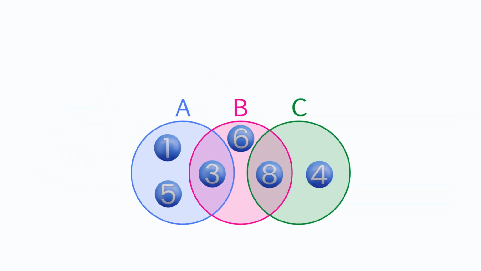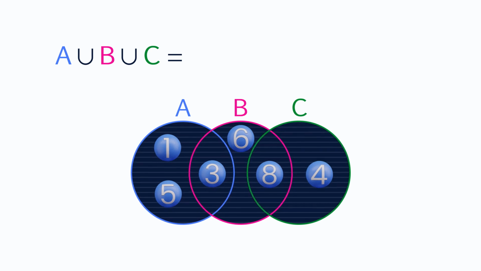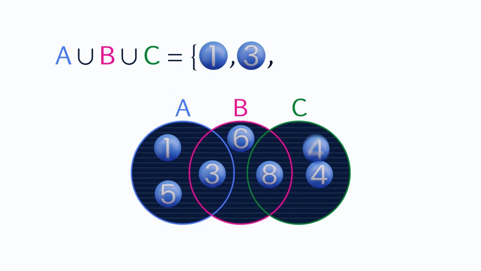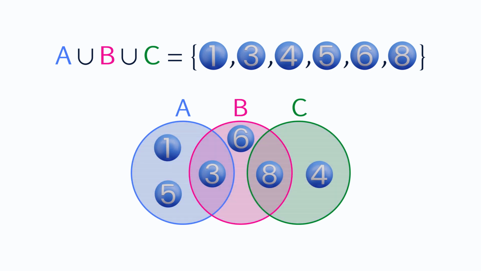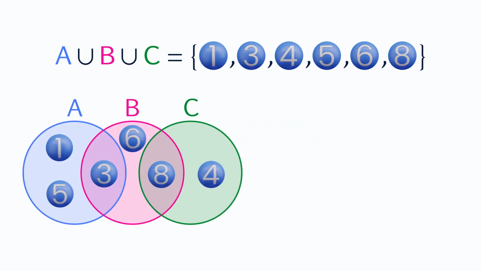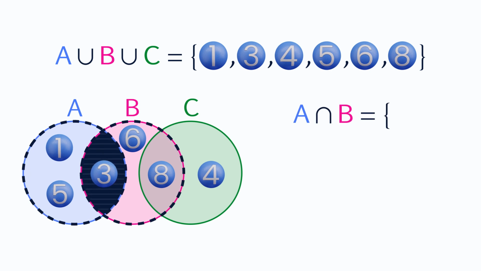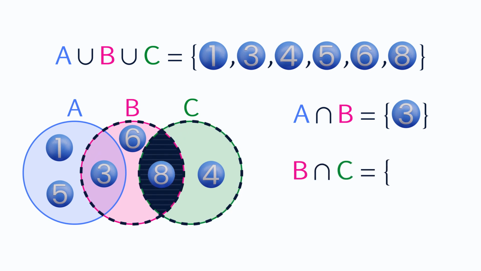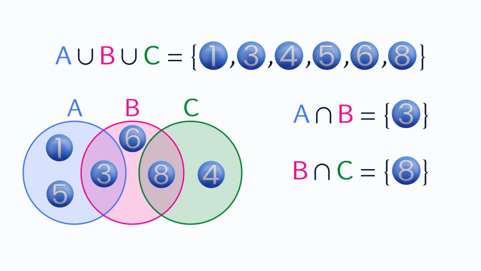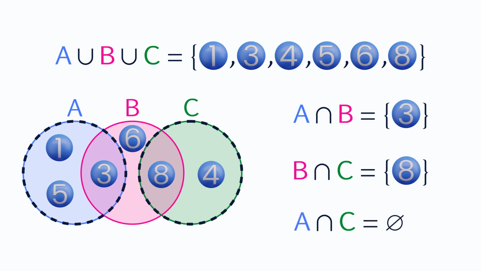Let's use the Venn diagram to find the union of sets A, B, and C. The union contains all the elements inside the three circles. These are the balls numbered 1, 3, 4, 5, 6, and 8. The Venn diagram also tells you that the intersection of sets A and B contains the element 3, that the intersection of sets B and C contains the element 8, and finally, that the intersection of sets A and C is an empty set.